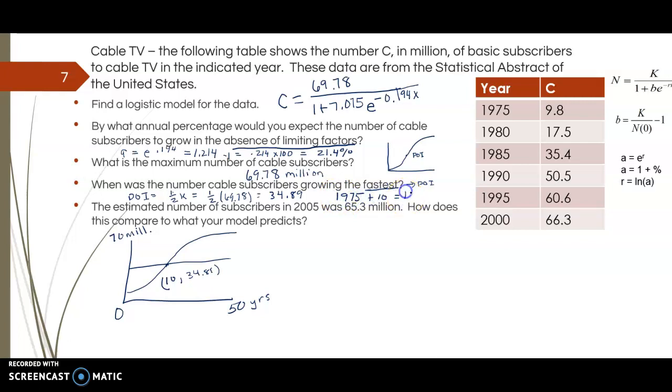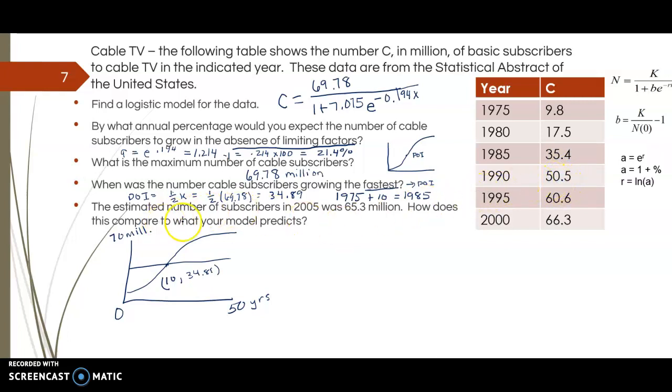equals 1985. We saw that that actually was really close to this ordered pair, which we can see, 35.4 versus 34.89, really close right in here. So this is when there was this huge jump from 17.5 to 35 and another huge jump up to 50. Okay? So that's that fastest growth.